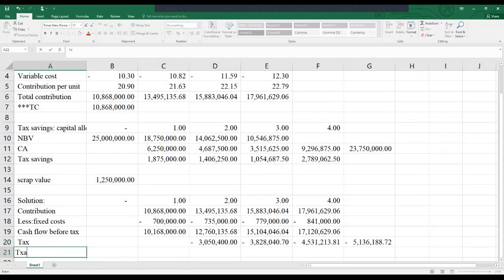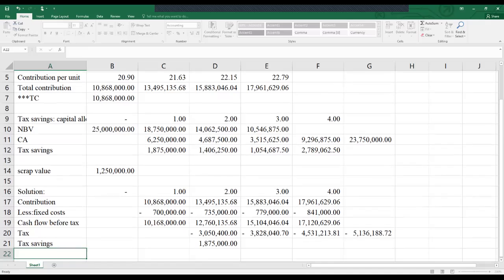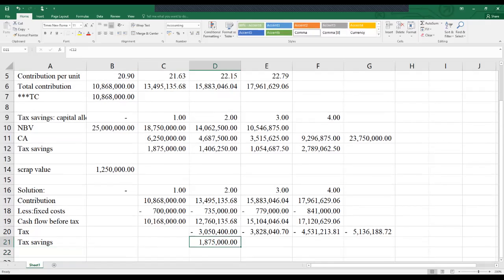Don't forget, you have tax savings, which are also in arrears. Okay, we have the workings, therefore I can refer to my working above there. Year 1 was 1875, a cash inflow, therefore it is positive. Then I can drag my formula all the way until year 4.